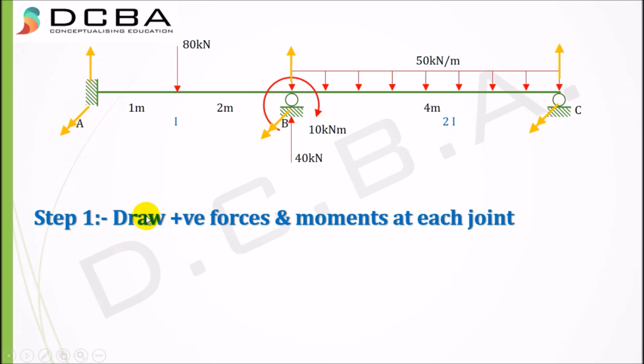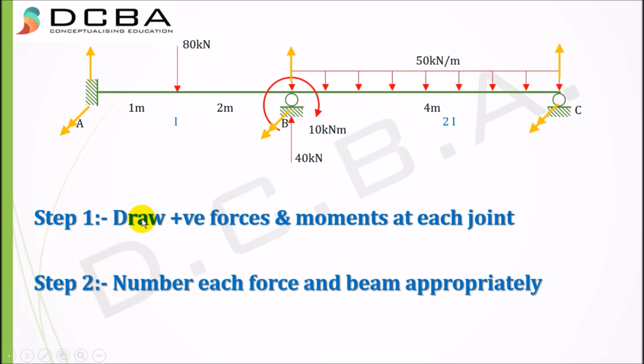Step 2 is to number each force and beam appropriately. Numbering is very important, because the stiffness matrix that you will be using to solve this sum depends upon how the numbering was done while deriving the stiffness matrix itself. If you've seen the video on deriving the stiffness matrix for a beam element, you must have seen that the numbering was done with the upward force having the first number and then the moment. Similarly, here, the upward force then moment, the upward force then moment. So 1, 2, 3, 4, 5, 6.